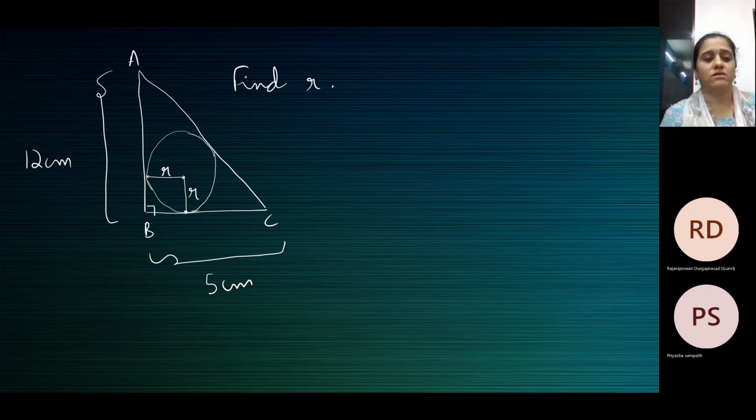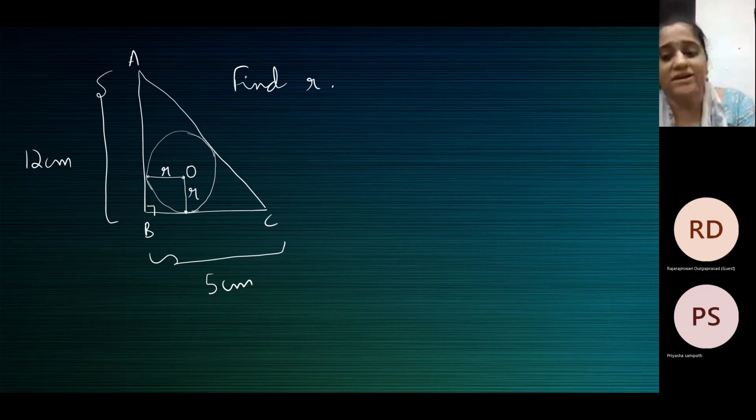So you can see a right triangle. ABC is a right triangle, right angle at B. And the legs are given to you. AB is 12 centimeters, BC is 5 centimeters. You need to find the radius of the incircle, the circle there. You have to find the inradius, or the radius of the incircle.